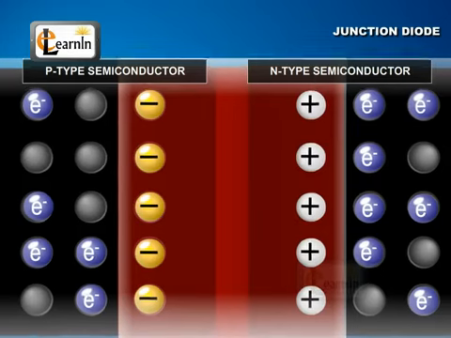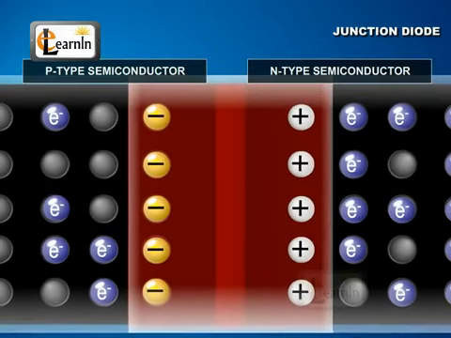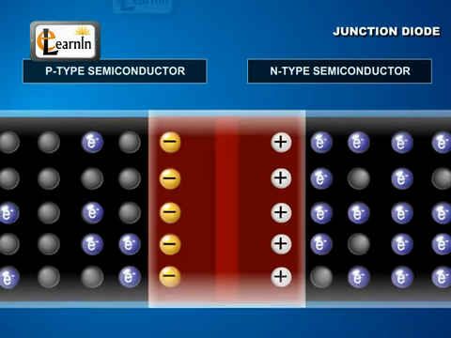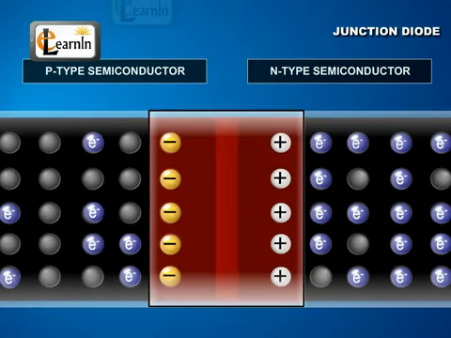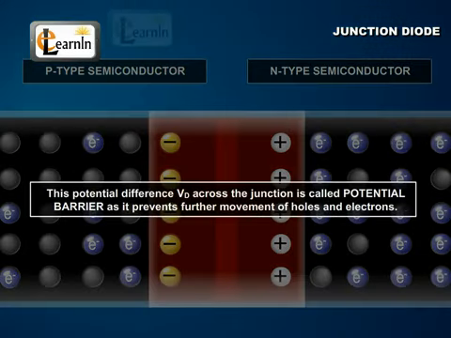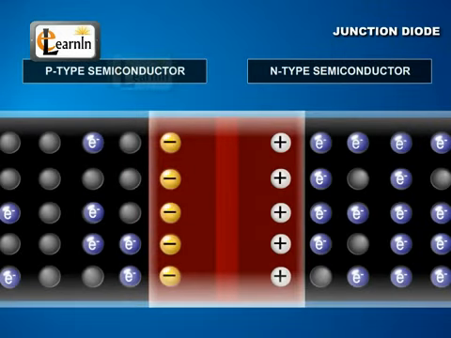Since on either side of the junction J, stationary positive and negative charges exist, there is an electric potential difference of Vd between the edges 1 and 2 of D. This potential difference Vd across the junction is called the potential barrier, as it prevents further movement of holes and electrons. This combination described becomes a p-n junction diode.